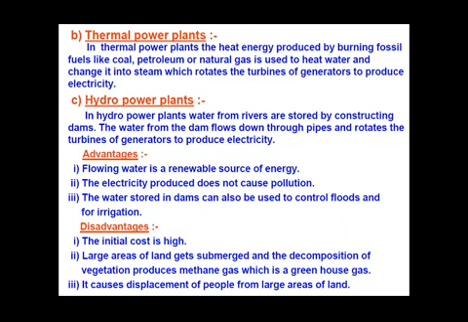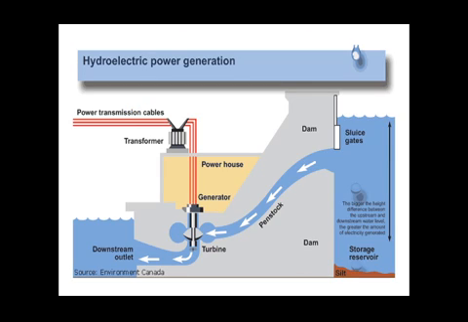So the water which is stored in the dams is allowed to flow down through the pipes, and when the water flows down through the pipes, it rotates the turbines of the generators. Once the turbines of the generators start rotating, it leads to the formation of electricity. Okay, now let us see this with the help of the diagram.